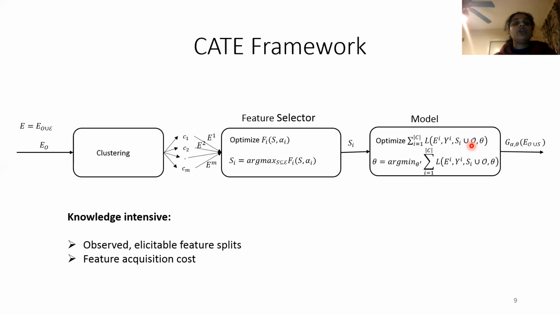Our method is knowledge intensive in the sense that, firstly, the observed and the elicitable feature splits can be provided by the human expert, as well as the various feature acquisition costs can be provided in our framework using human guidance.